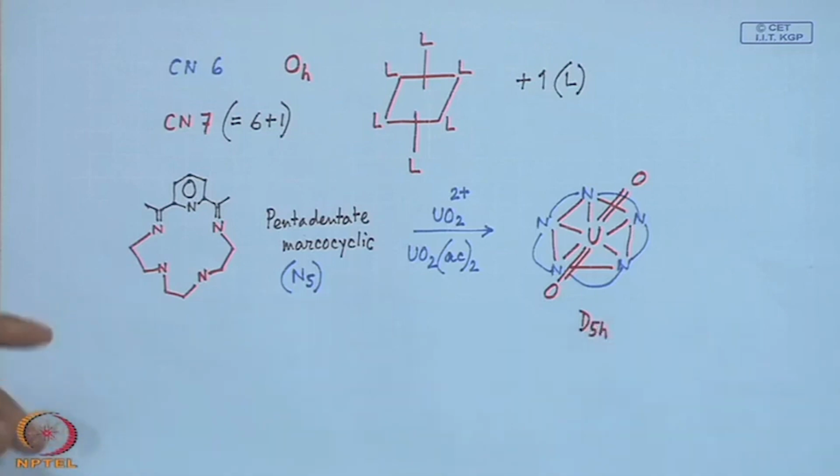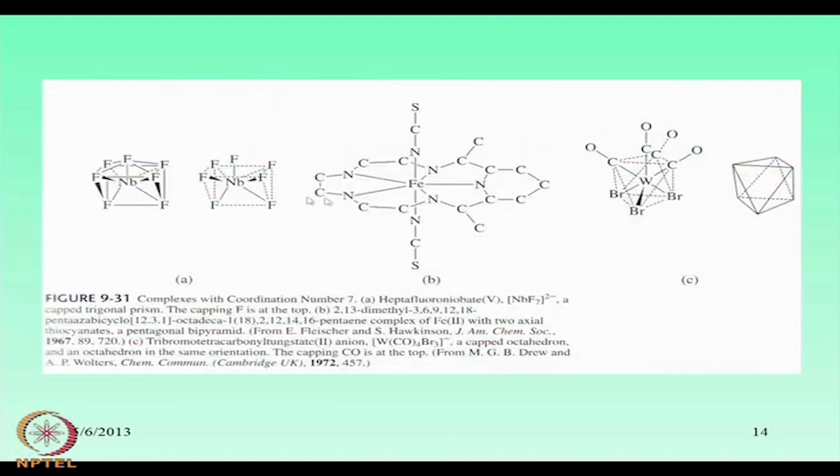So, we also get a macrocyclic ligand where the restrictions are there for this geometry. This is another type of ligand system where we have 5 donor atoms in one particular plane, and if it is an iron center, one will be bound above the plane, another bound below the plane. If they are thiocyanate, this is also a thiocyanate complex using a macrocyclic ligand similar to what we have just shown. And another is the heptafluoroniobate compound.